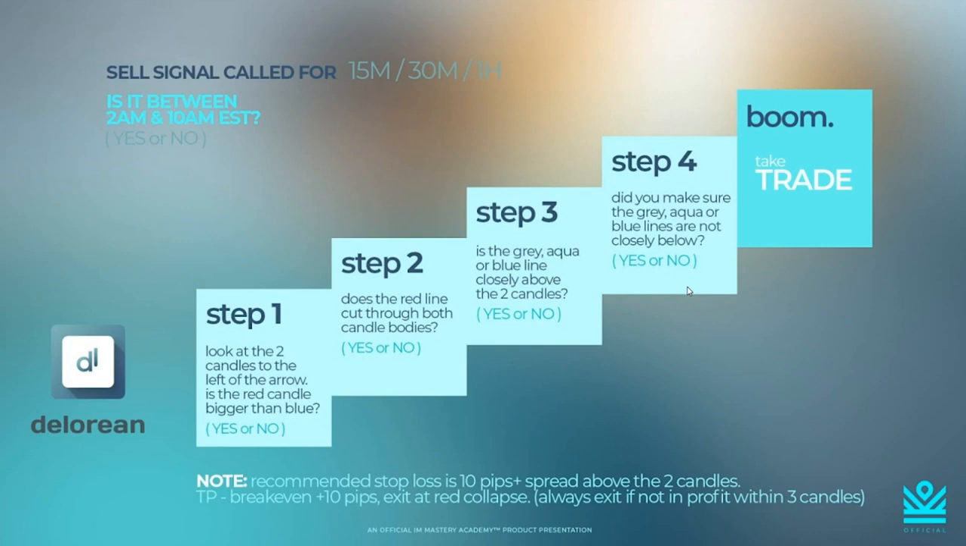Is the gray, aqua, or blue line closely above the 2 candles? Now, as a caveat here on step 3, I have a little point that I want to tweak to make sure you understand, that enables you to trade a little bit more. And that is the gray, aqua, or blue line can also cut through the 2 candle bodies. For step 3 only, it can also cut through both candle bodies. It does not have to only be above in this case. So is the gray, aqua, or blue line closely above the 2 candle bodies or cutting through them?